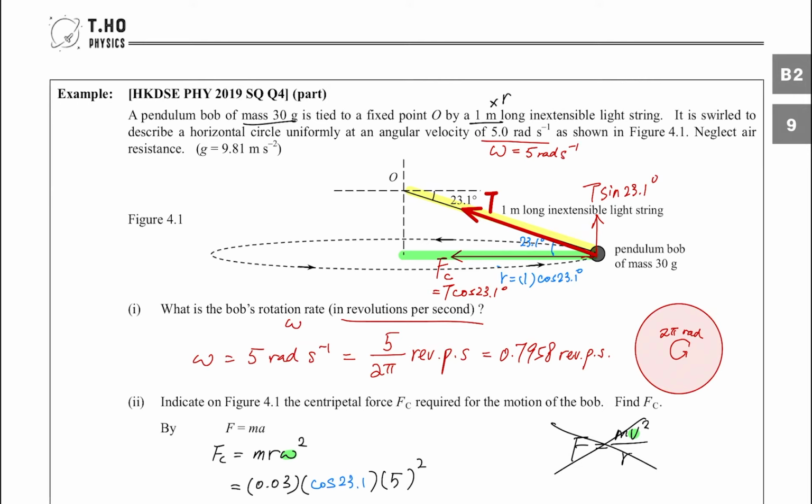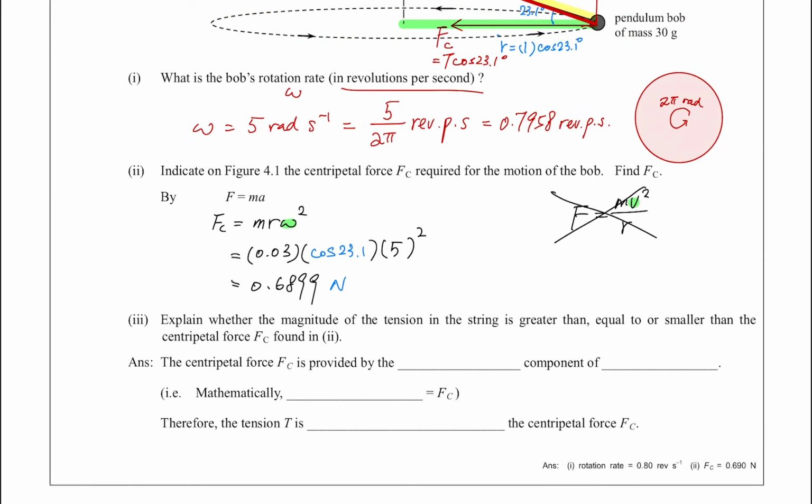So which force is larger? Like, is it the tension is larger or centripetal force larger? Of course the tension is larger because Fc is just part of T, so T must be larger. So the centripetal force Fc is provided by the horizontal component of the tension. Mathematically, T sine theta or T sine 23.1 degree is equals to Fc. Therefore, the tension is larger.